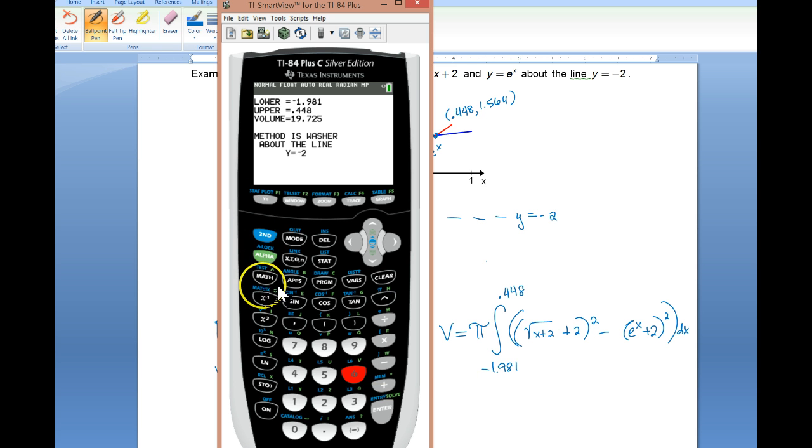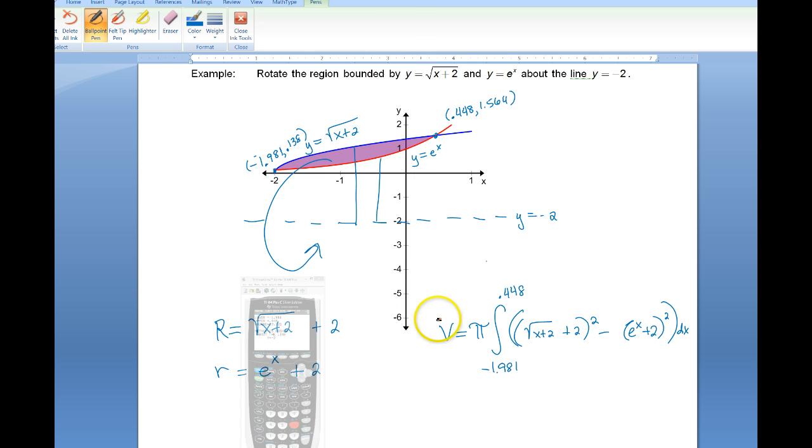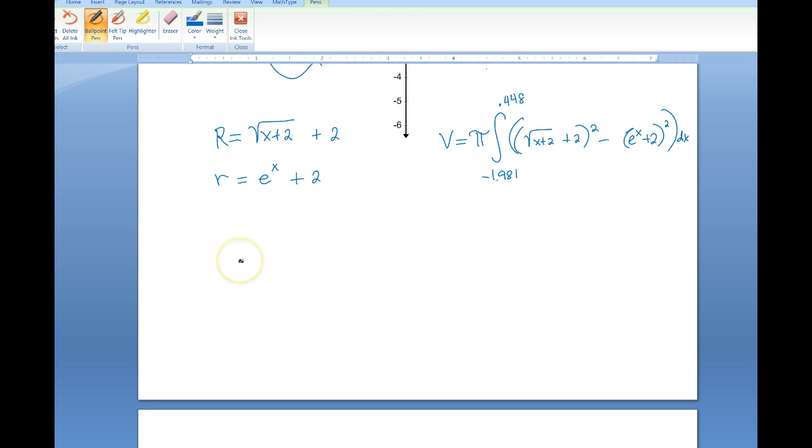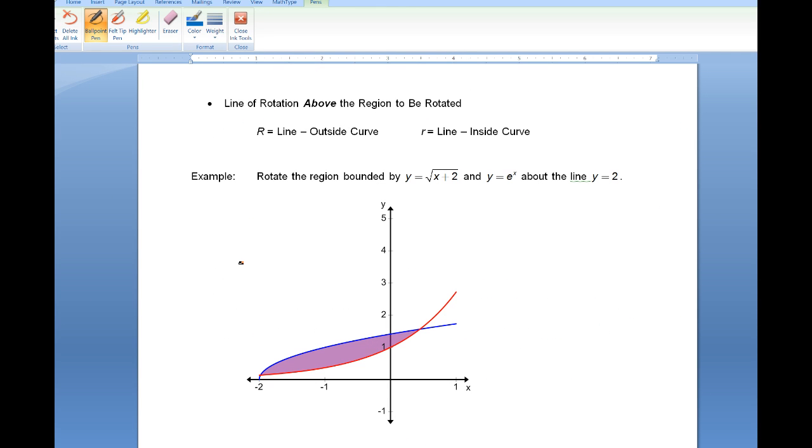Exactly. So what I would recommend is going back to this and just doing math 9, plug it all in, and your two answers should match up. It should be. If it's not, we're in trouble. Okay, next one.